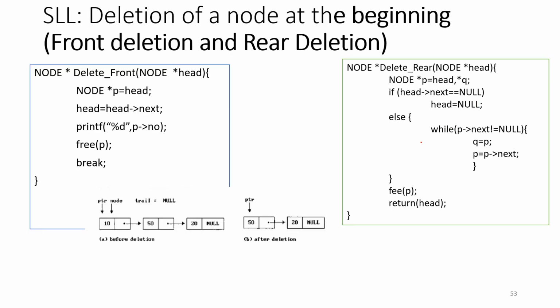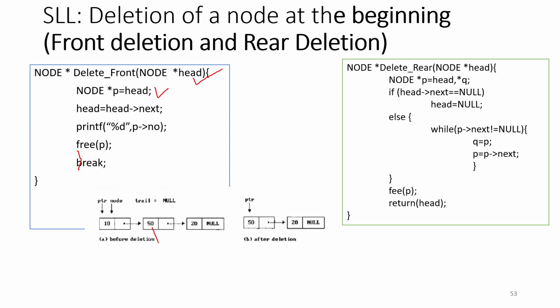We'll go for the deletion. You can delete the first node, the front node, or the last node, that is front deletion or rear deletion. In order to delete, we need the header information. Let header be the head. The node to be deleted is say P. It is a temporary. Right now head is here.